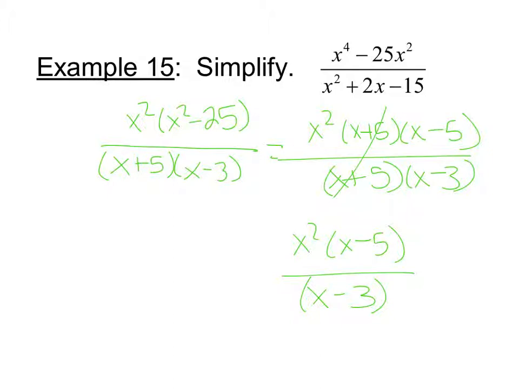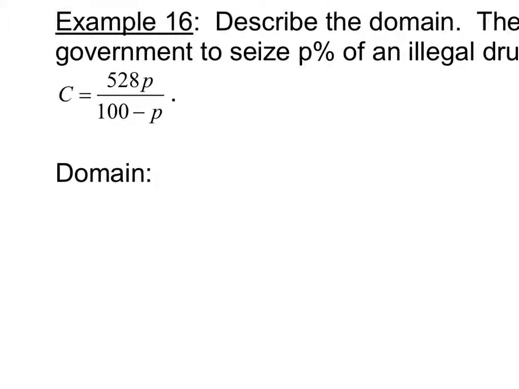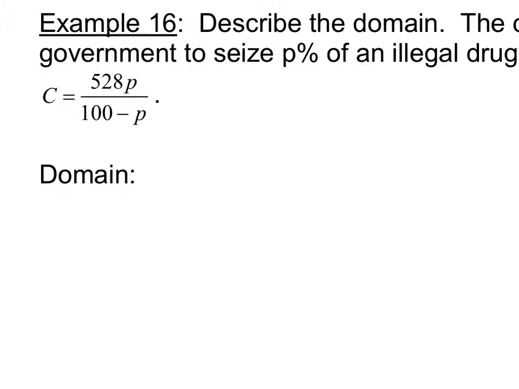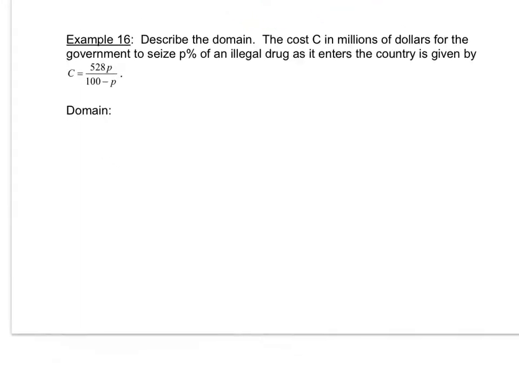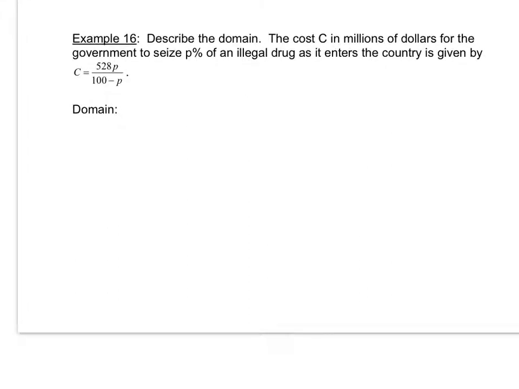Let's look at another one. Now we're getting into a little bit of word problems here. Okay? So it says, describe the domain that cost C in millions of dollars for the government side to seize P% of an illegal drug as it enters the country given by this equation. Okay. So here's the thing.